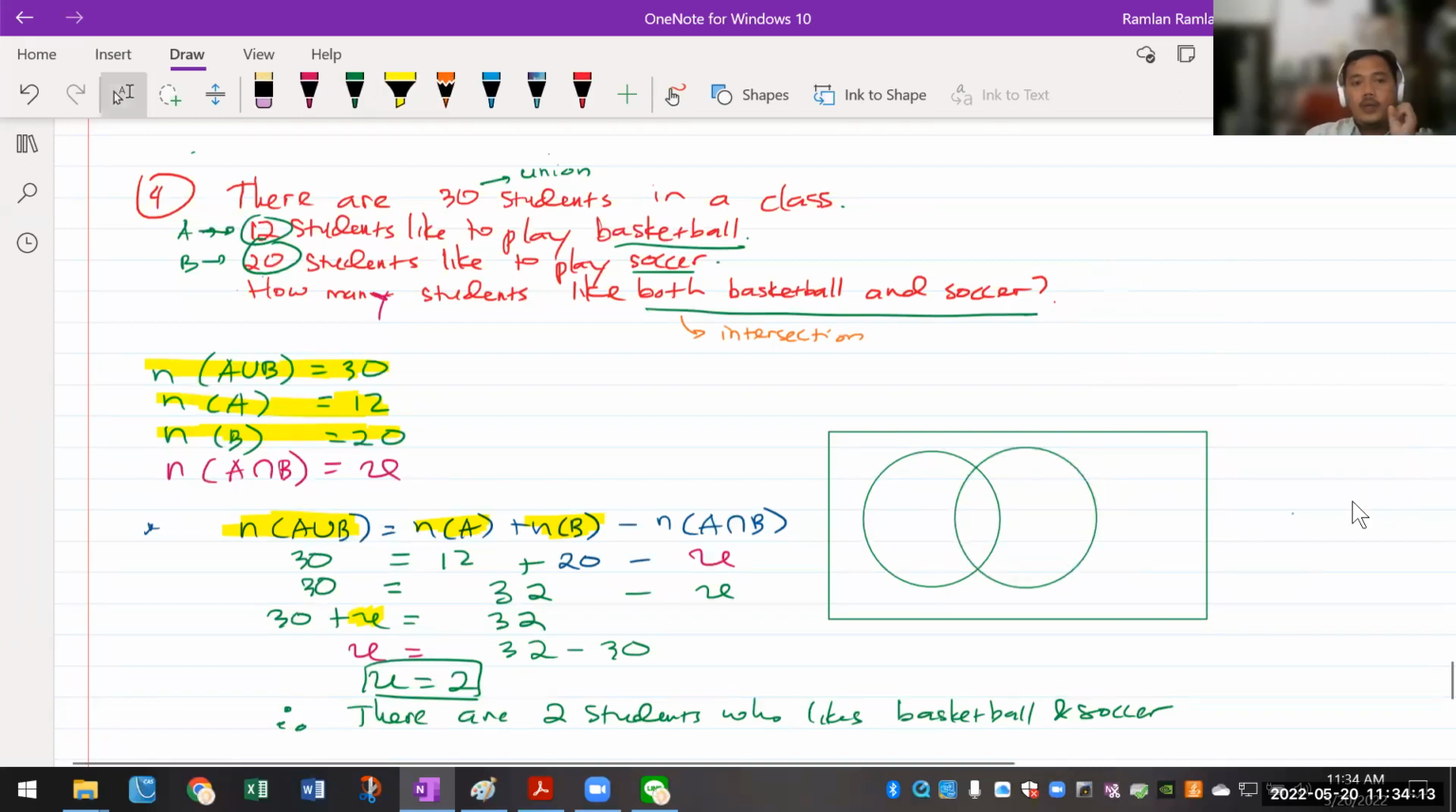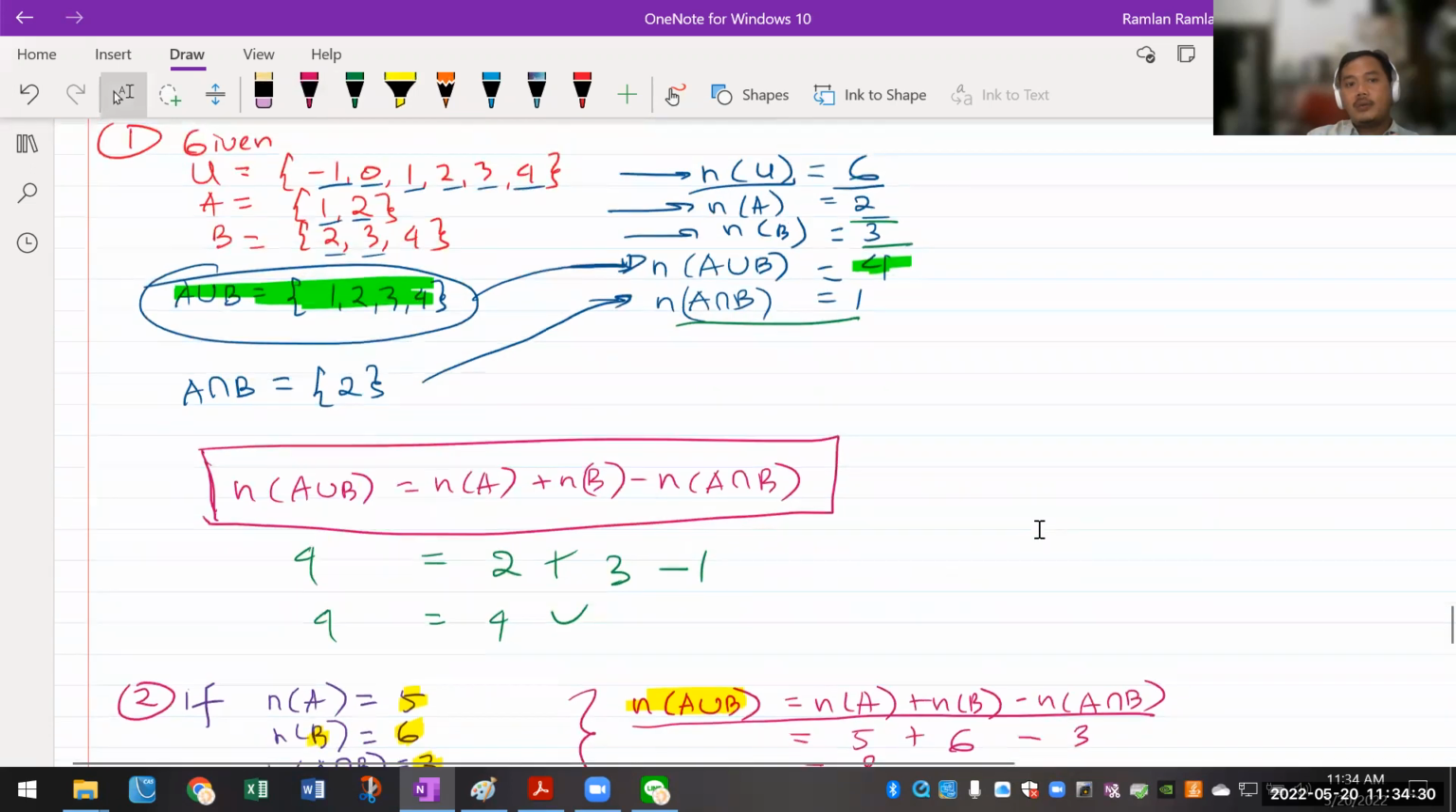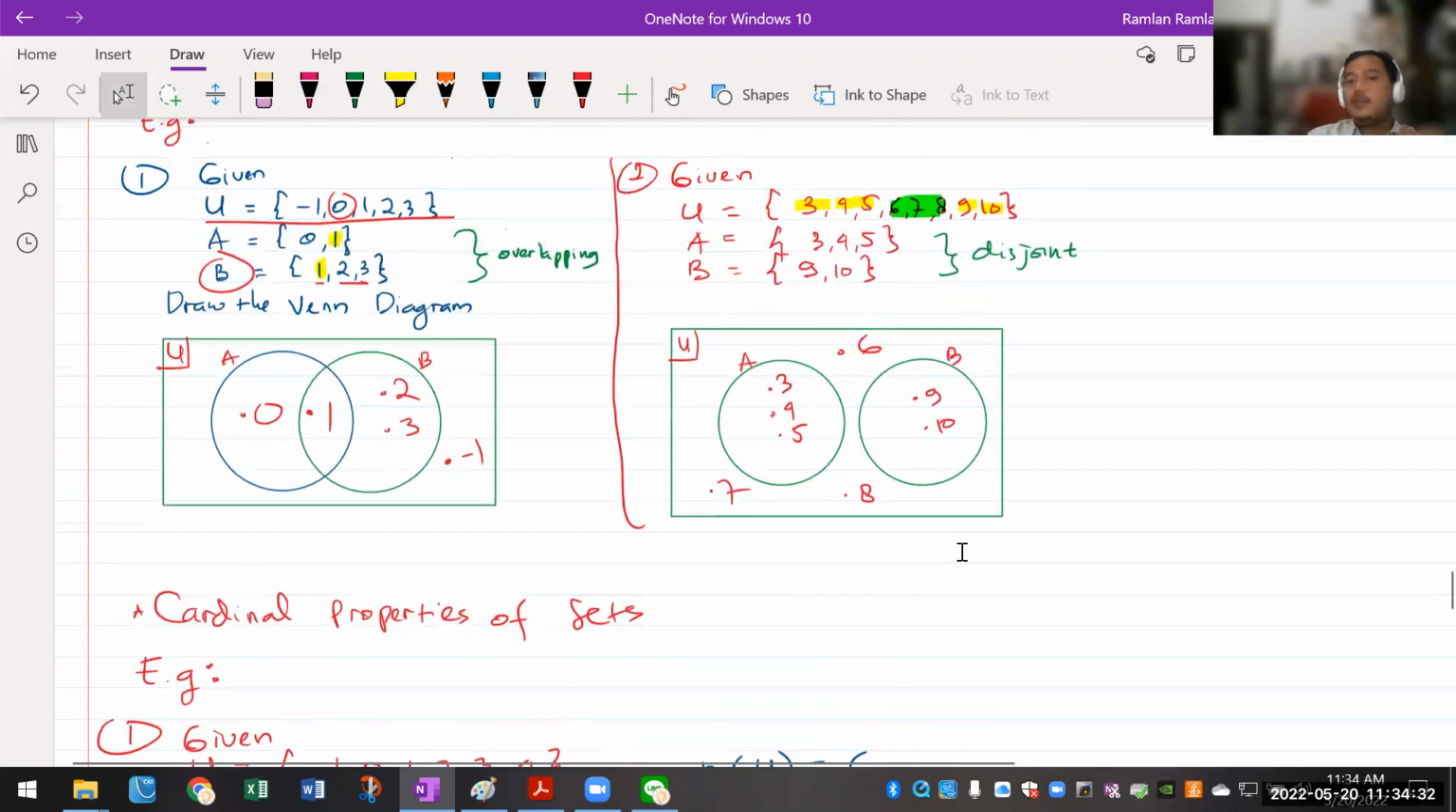Oke. So, that would be like this, guys. We know that we have the intersection of 2, which means that if this is set A, who like basketball, and this is soccer, the one in the middle is 2 because we have 2 students, okay? So when we're talking about cardinal number, guys, what's the difference between this one?